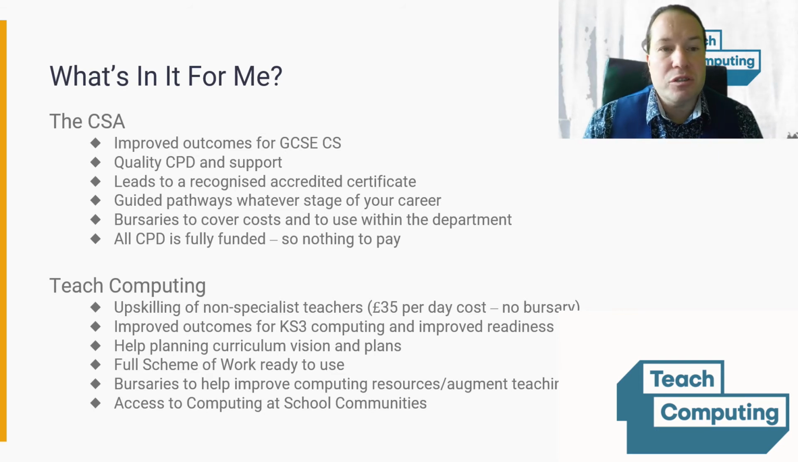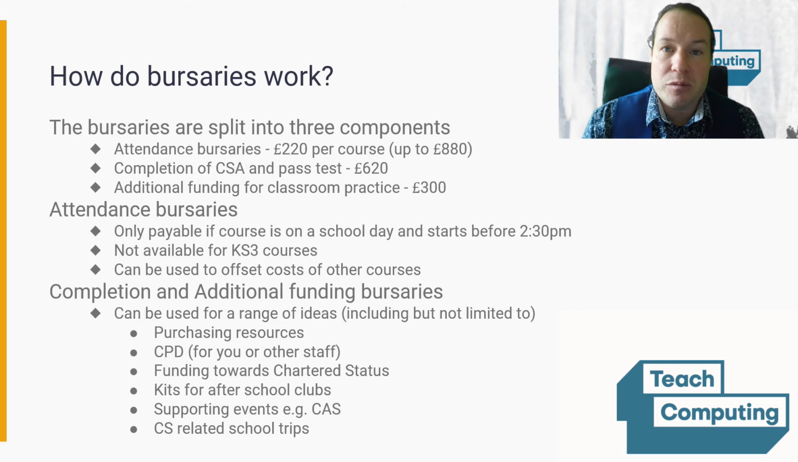So how do the bursaries work? Well, they're split into 3 components. There are attendance bursaries of £220 per course, up to a maximum of £880. Upon completion of the CSA and passing the test, you'll receive a £620 bursary. And then there is also £300 of additional funding for classroom practice. So you can see this adds up to quite a considerable amount of money.